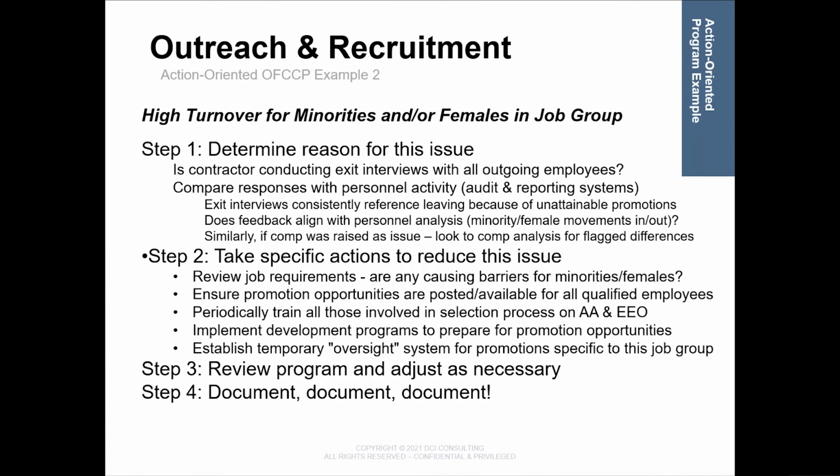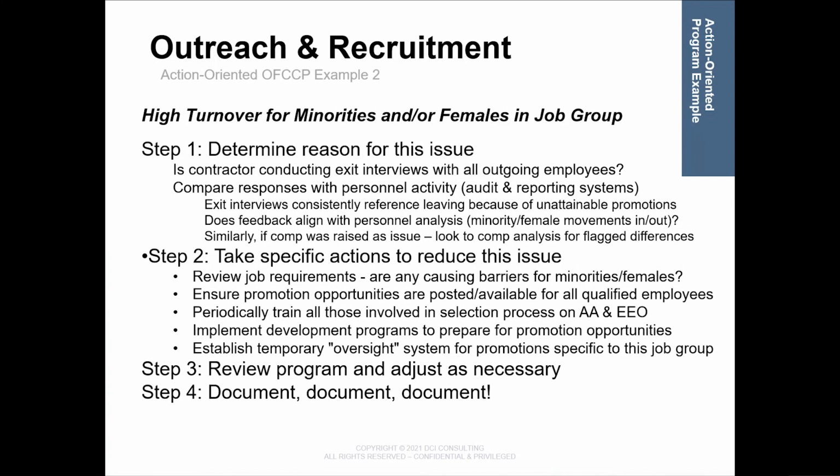Let's look at one more OFCCP example of outreach and recruitment. This is an example of high turnover for females. Let's stick with females. So it's a high turnover for females in job group 3B. 3B is a mid-level technician, okay? So this high turnover for females in job group 3B, mid-level technicians, is comprised of technician 2 and technician 3 positions.